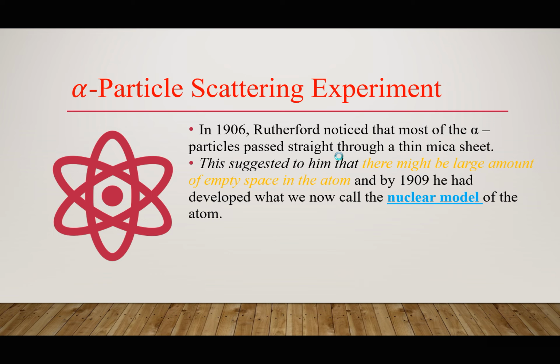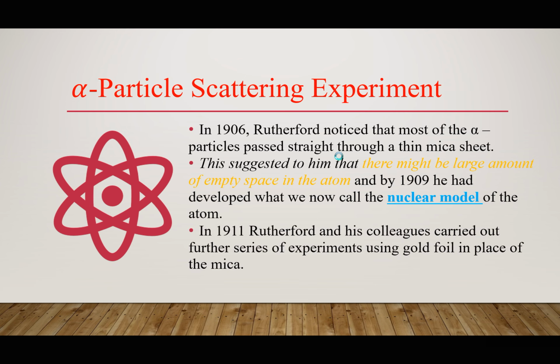So, what was this alpha particle scattering experiment? So we have just mentioned that they directed alpha particles through a thin mica sheet, and their observations showed that most of them went straight through. Of course, this experiment was repeated in 1911 with Rutherford and his colleagues. This time they replaced the mica with gold. So in 1911, Rutherford and his colleagues carried out further series of experiments using a gold foil in place of the mica to see if they would make the same observations.